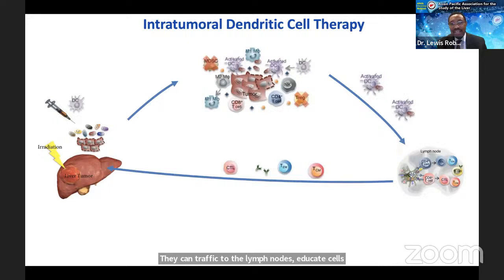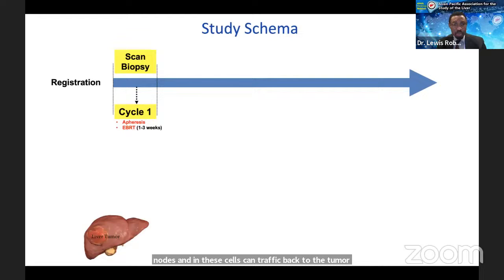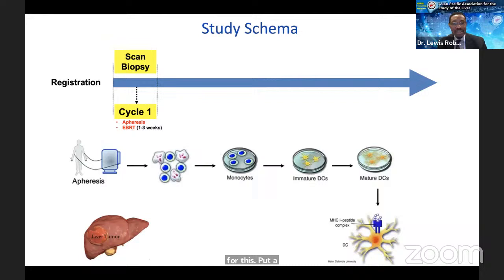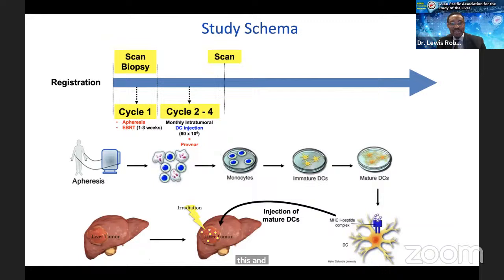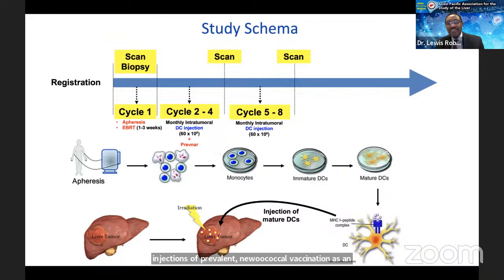And so for this protocol, first we do apheresis, where we isolate the monocytes and mature them to dendritic cells. And then while this process is ongoing, the patients receive external beam radiation therapy. So cycle one is this, and then the patients are receiving radiation therapy. After radiation therapy, they go through cycles 2 to 4, where they get monthly intratumoral dendritic cell injections with about 60 million dendritic cells. For the first two cycles, we also give injections of Prevnar pneumococcal vaccination as an adjuvant therapy. And then in the remaining cycles, they get monthly intratumoral injections up to a total of 7 injections. And they then go into an observational event monitoring phase.